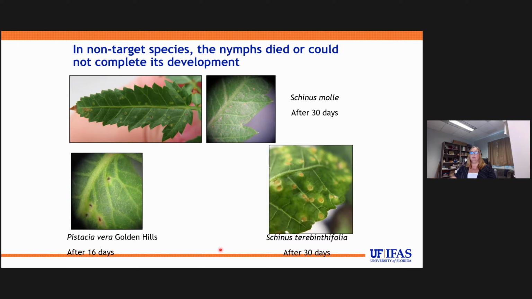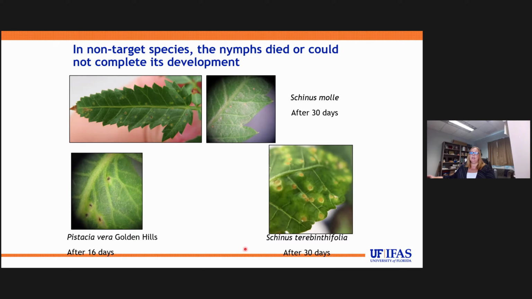On the top, this is Schinus molle, which is Peruvian peppertree. It's an invasive in California. And this is after 30 days. You can kind of see the nymphs tried to establish, but these also died. And this is what the nymphs look like after 30 days on Brazilian peppertree. So, fat, happy, very plump, and getting ready to emerge as adults.